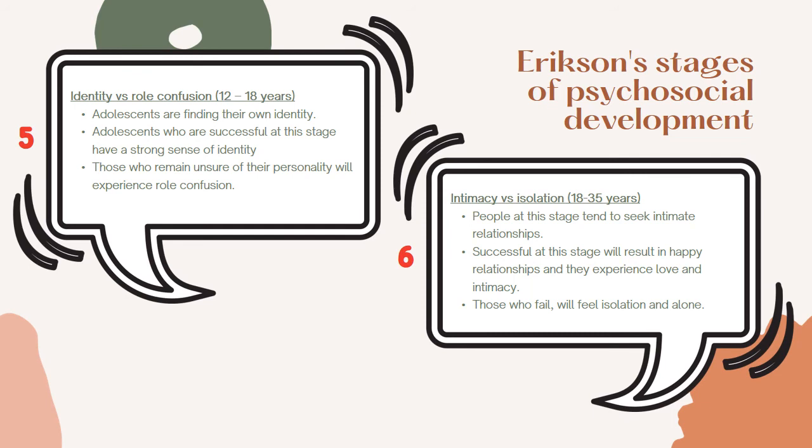The sixth stage is intimacy versus isolation, between 18 to 35 years. People at this stage tend to seek intimate relationships. If they have the relationships that they want, they would feel happy and experience love and intimacy. But those who fail will feel isolated and alone.